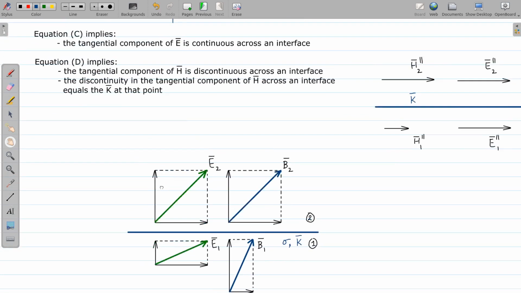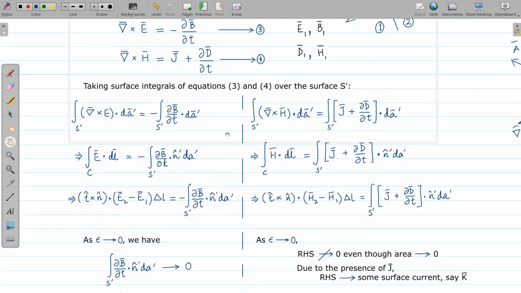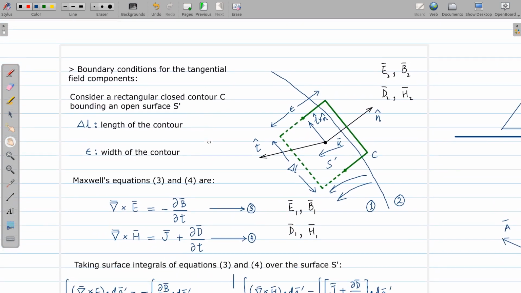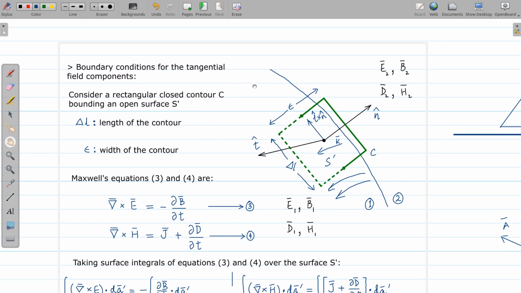So this brings me to the end of this lesson on the boundary conditions for the normal and the tangential field components.